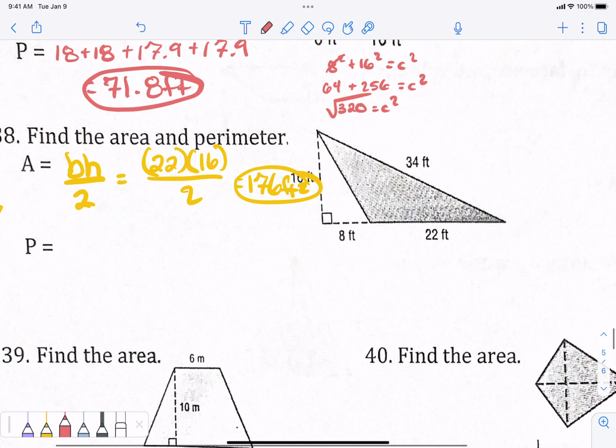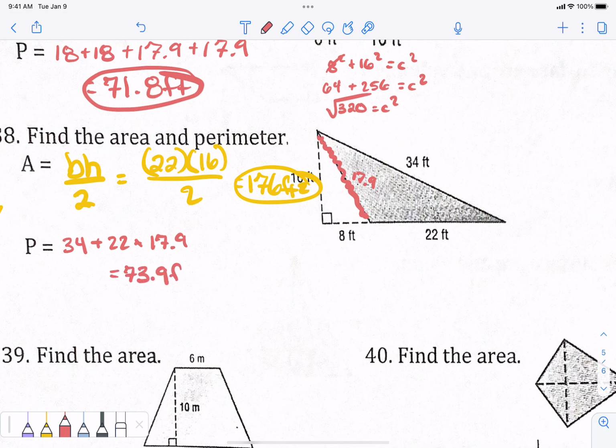Okay, perimeter's adding up all the sides. So we've got one side that's 34, one side that's 22, but we don't know this side. But hold on just a second. We just did that one. 16 and 8, same dimensions, right? And we got 17.9. So we can just use that. 34, 22, 17.9. 73.9, I believe, feet. There we go.